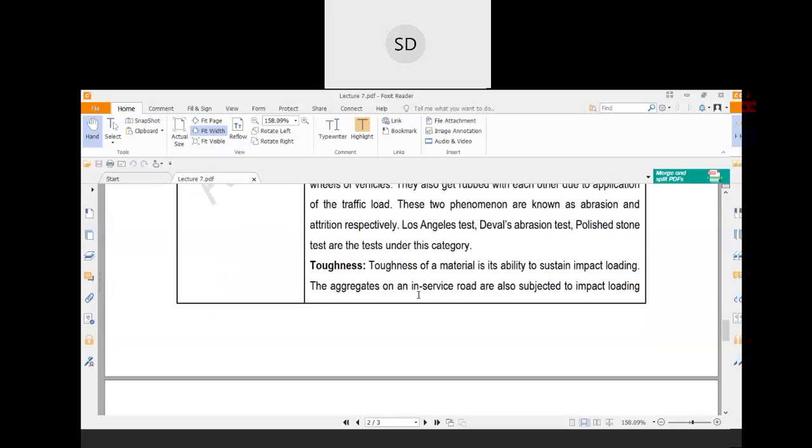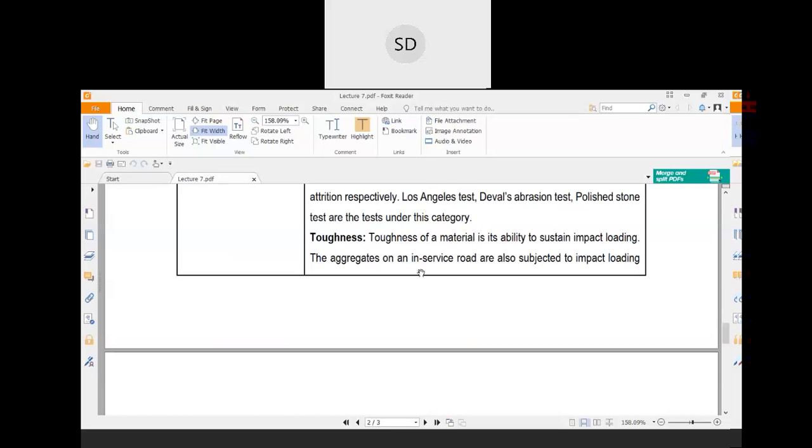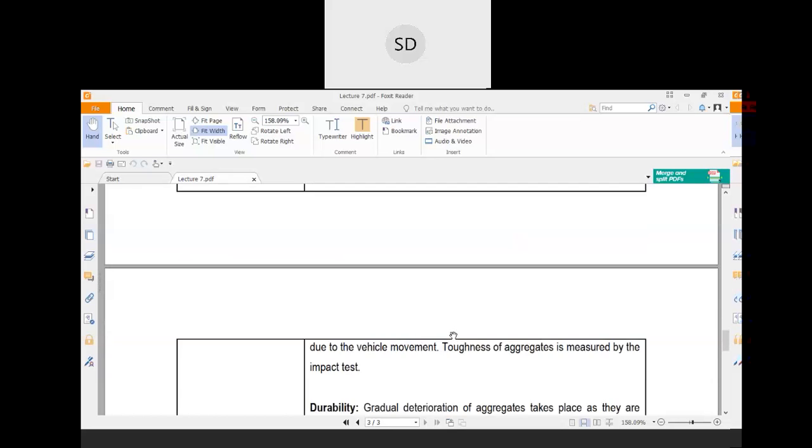Then toughness is the resistance to weathering action. Now, toughness of a material is its ability to sustain impact loading and weathering action. For the aggregates in a road surface, the toughness characteristic is checked using the impact value test.